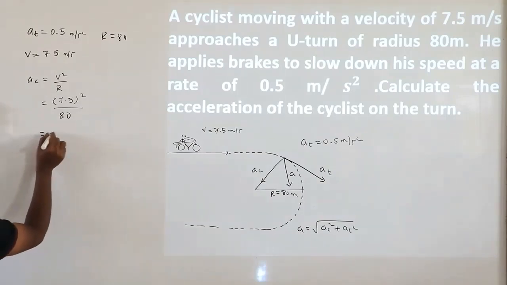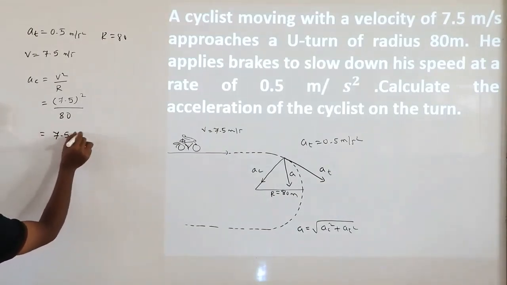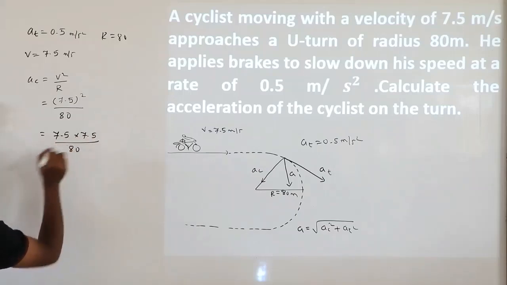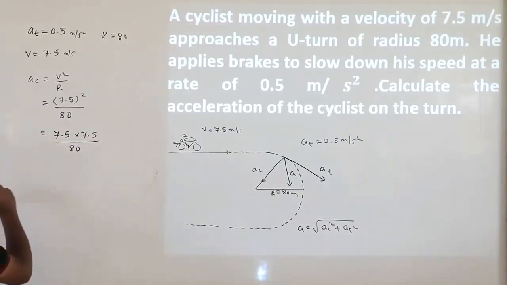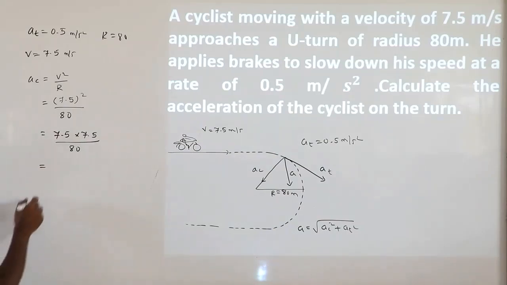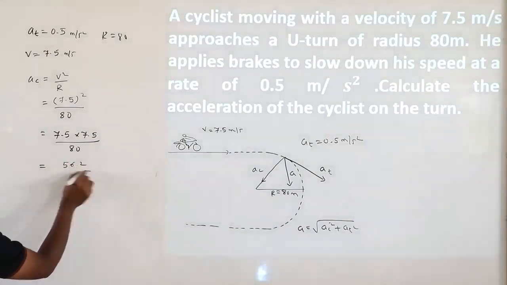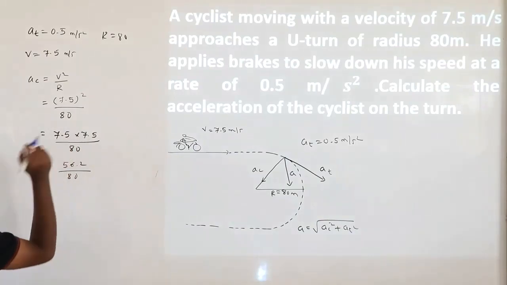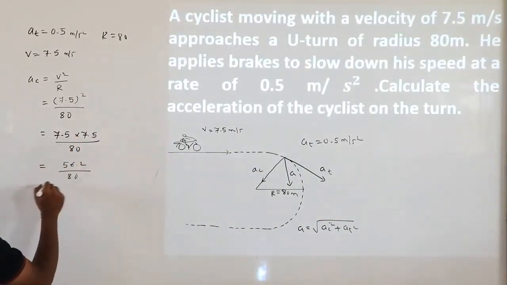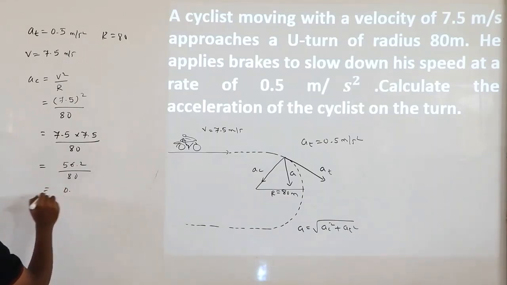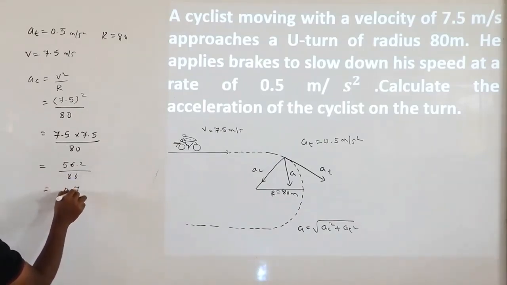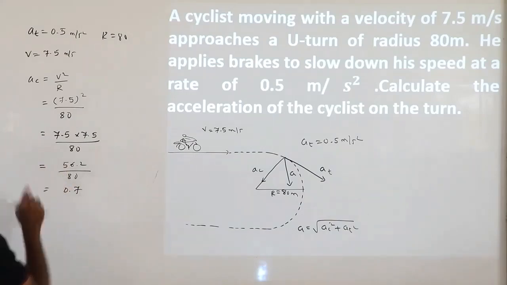So now this will be 7.5 into 7.5 divided by 80. This will be approximately 56.1 or 2, whatever, divided by 80. So this will be 0.7. Again, approximately you can take it as 0.7. So this is the centripetal acceleration.